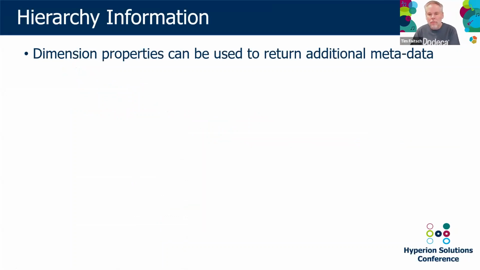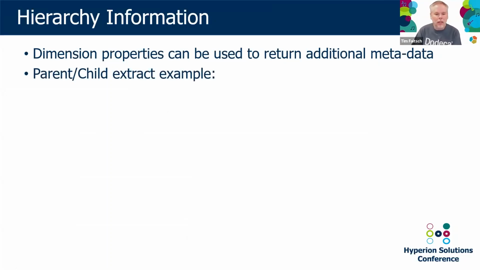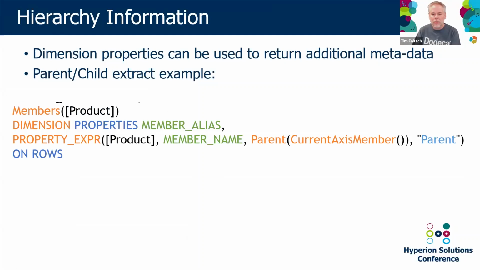All right, cool stuff. All right, hierarchy information. So I can use dimension properties to pull additional metadata. So I can actually do a parent-child extract within MDX. And so I've got an example here. So once again, I've got my empty set on my columns, and I'm going to pull all of the members from my product dimension. That's what I'm going to pull. But then I'm going to use this dimension properties keyword. And now I want to tell it, I want to bring back that alias too. So give me the alias.